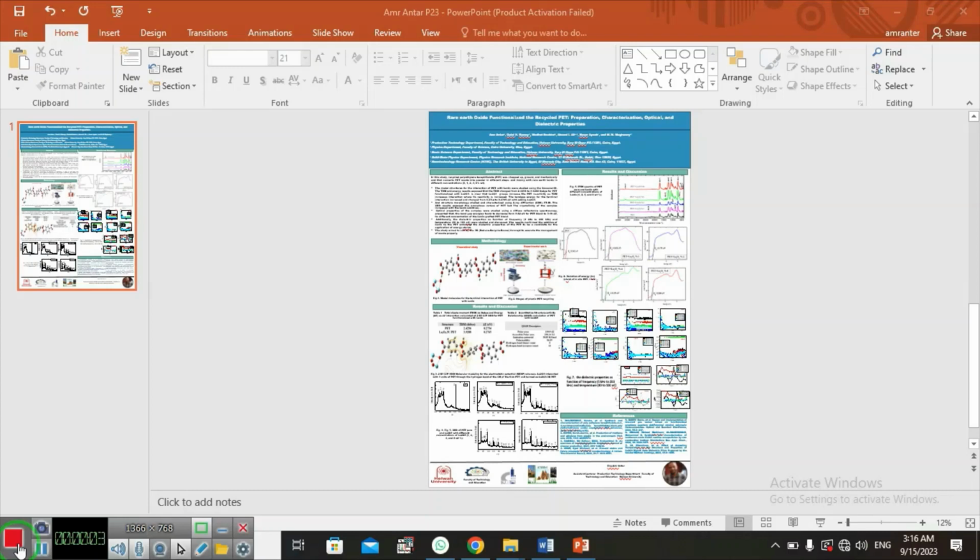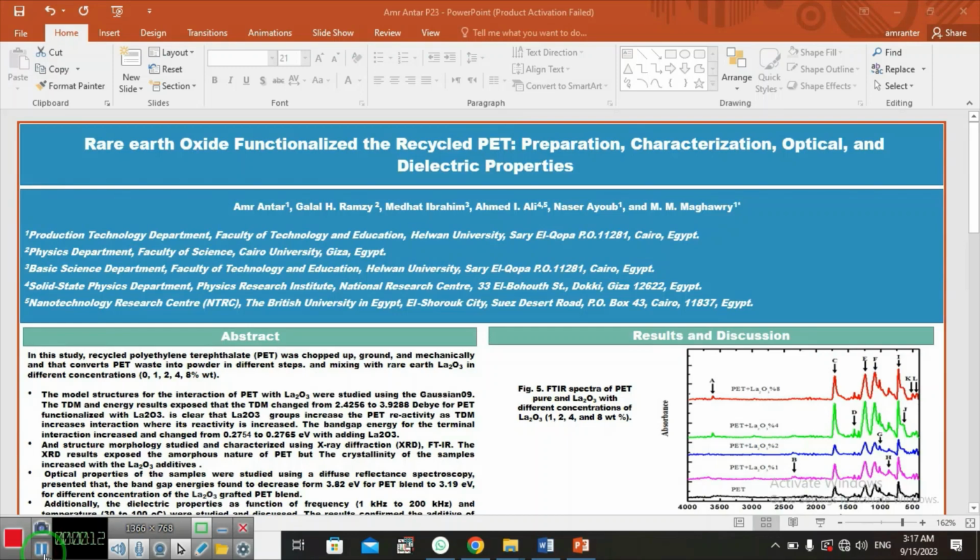I will present a poster for my research titled Rare Earth Oxide Functionalized Recycled PET: Preparation, Characterization, Optical and Dielectric Properties. This is a collaboration between Helwan University, the National Research Center, and Cairo University.